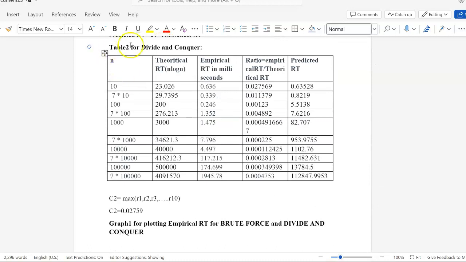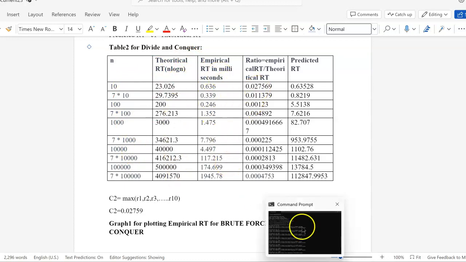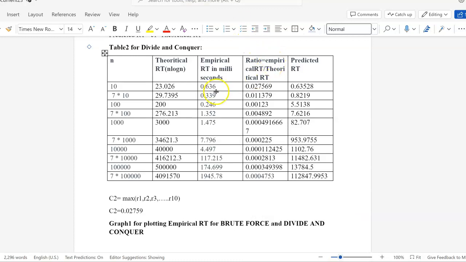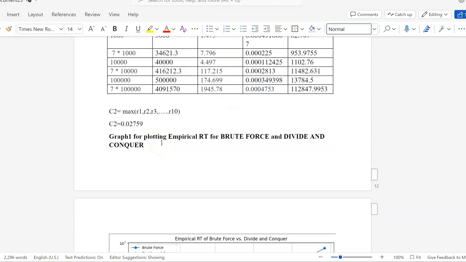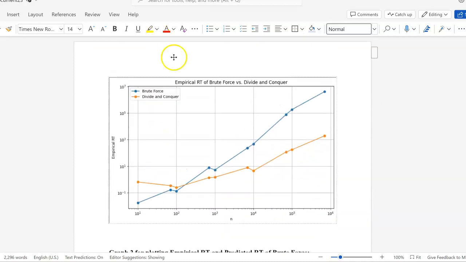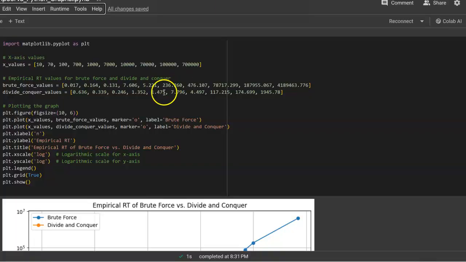In the same way, we'll fill the table for the divide and conquer algorithm. This is the n value. This is the theoretical RT, empirical RT. Empirical RT can be obtained from the code, and the ratio is this by this. And theoretical RT here we'll calculate by using n log n. And predicted RT comes from the value of C2, which is 0.02759, times theoretical RT. And for plotting graphs, I plotted the graphs in a Google Colaboratory Notebook. I have attached the file of this Google Colaboratory Notebook.